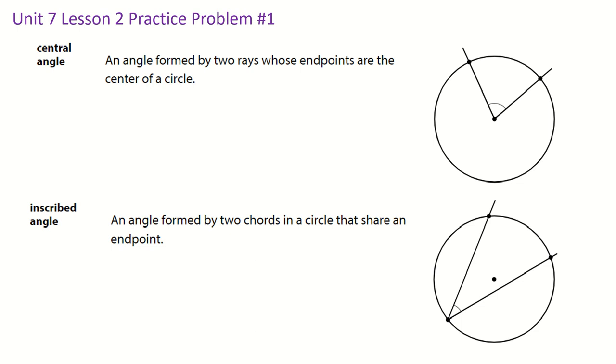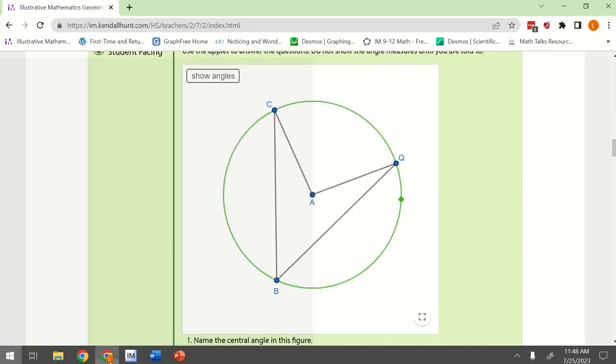And you'll see as I use the applet that however many degrees the central angle is, the arc that it creates is going to be the same measure. When we talk about an inscribed angle, again, it's still an angle. It has two rays that are connected, but the endpoint they share is not at the center. It is somewhere else on the circle. In the applet, I will show you how we can identify this value. Let's take a look at the applet now.